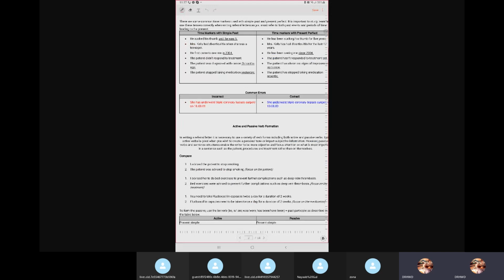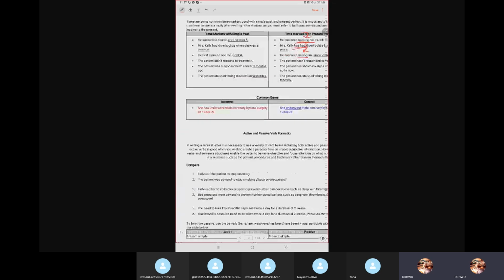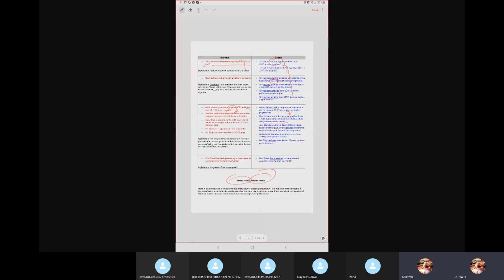He has been sucking his thumb for 5 years. That means it's still going on. He has had diverticulitis for the last 12 years. It means still going on. You guys follow? Understandable? Anybody have any questions on simple past tense and present perfect tense?